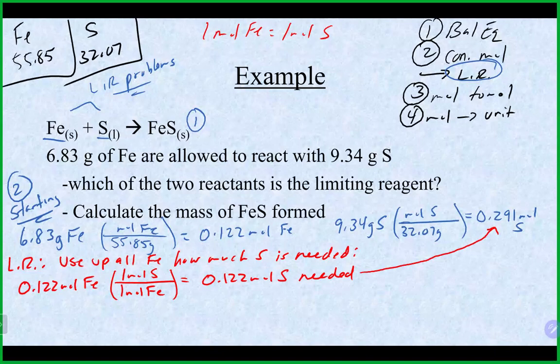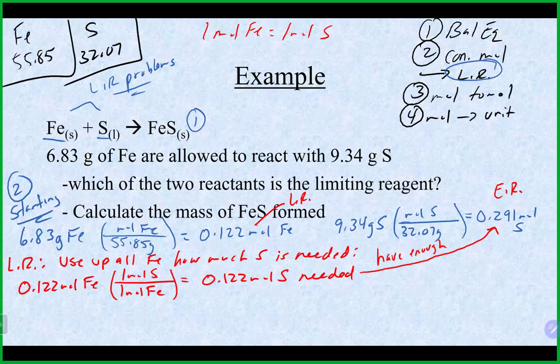And do I have enough in this case? I do, right? I only need 0.122 moles and I have 0.29 moles. So we have enough. And what that means is the sulfur here is going to be our excess reagent. And really the nice thing about this is as soon as you determine which one's your excess reagent, by default, the other one would be your limiting reagent. So you really only have to figure out one of them. And by default, the other guy is the other sort of reagent. Any questions on that determination there?